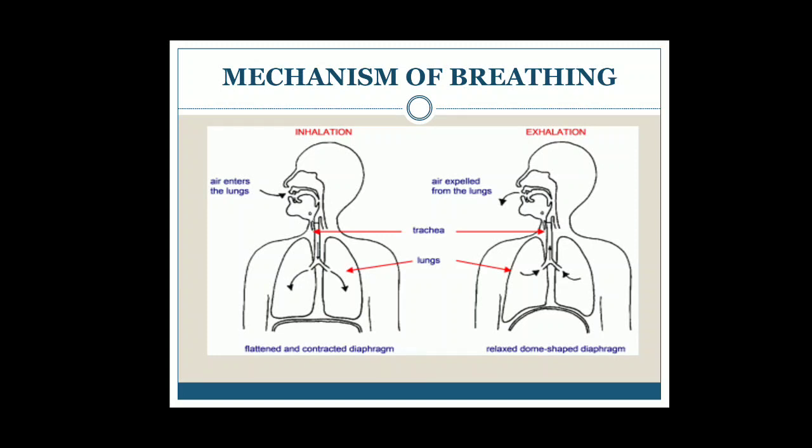And if you see the second one, exhalation, what has happened? The diaphragm again changes into dome shaped, and the ribs move inwards and downwards, and the size of the chest cavity decreases. So there is more air inside the lungs and less air outside, so that due to the difference in the pressure of air, the air moves outside.